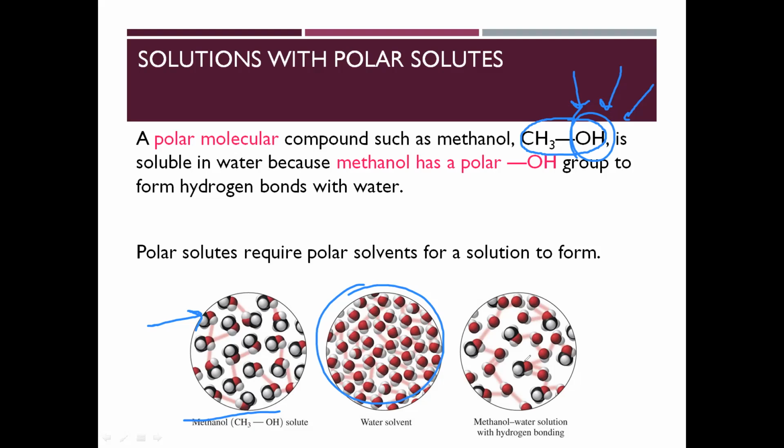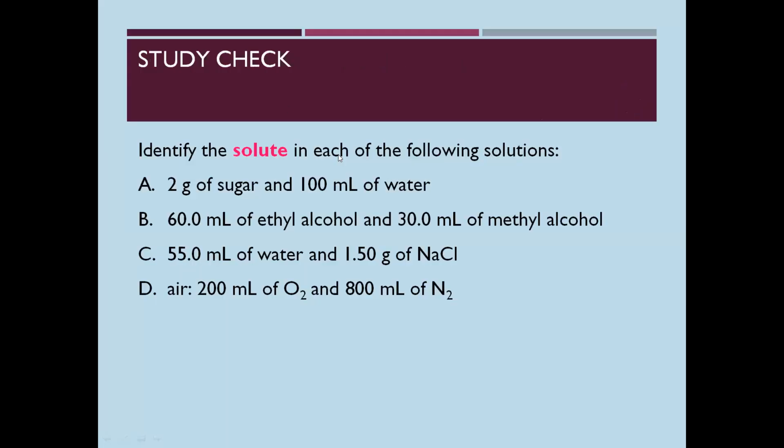So we're making now this water solution with hydrogen bonding that's occurring. So we make this methanol water solution. So again, likes have to dissolve likes. So really quickly, let's go ahead and do a check just to make sure we understand this idea of solute and solvent. Remember, solute is in lower quantity, solvent is in the higher quantity.